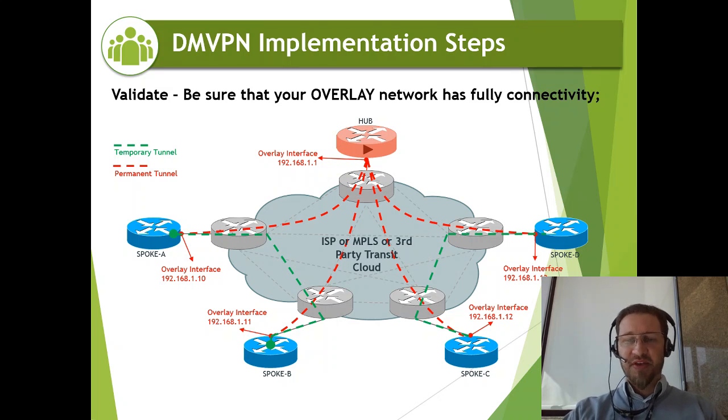The DMVPN phases are three. Phase 1 is the communication between the spoke and the hub. Phase 2 is the communication between the spoke and another spoke, but using the hub as a bridge. And phase 3 is the direct communication between spoke and spoke. This is possible using the commands redirect and shortcut.